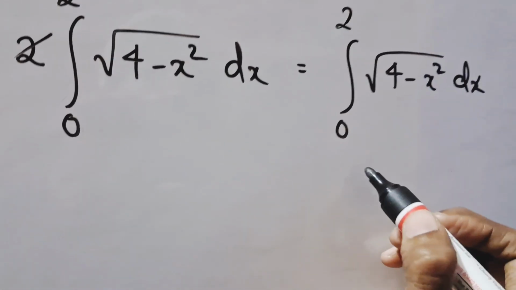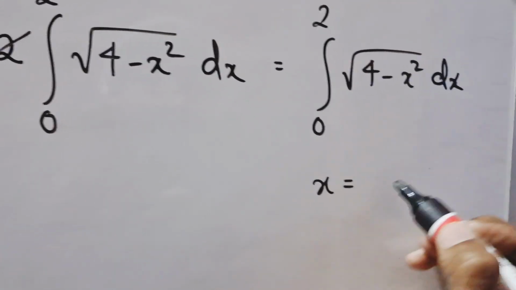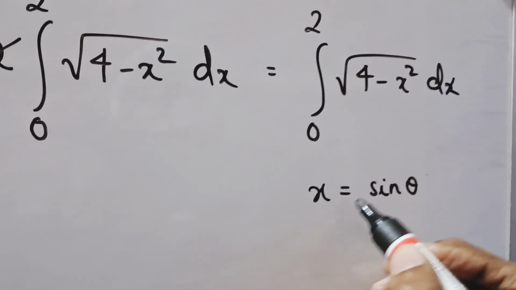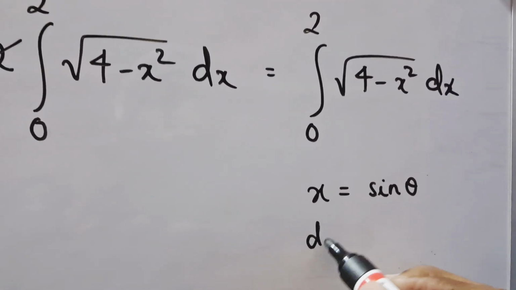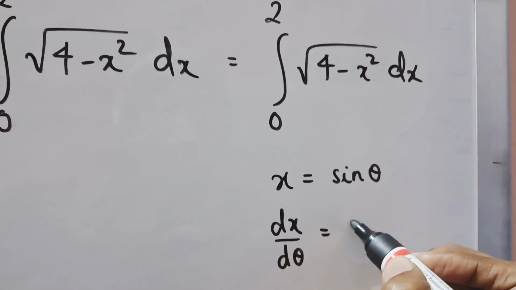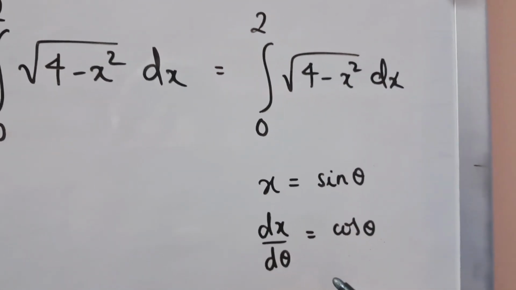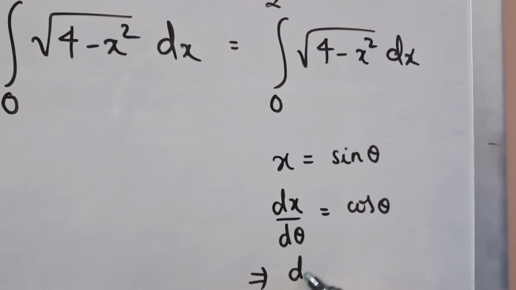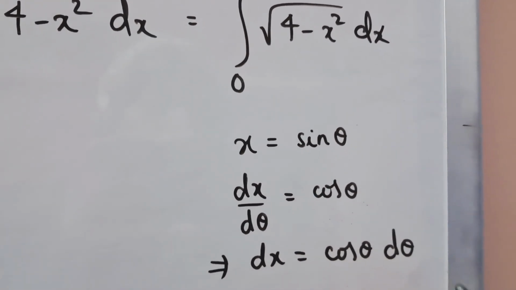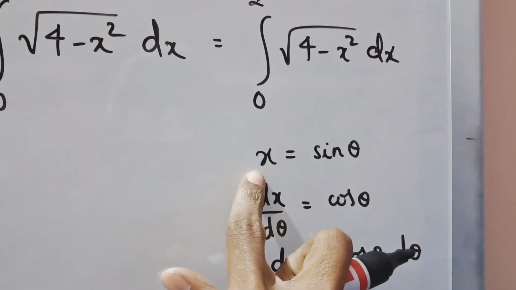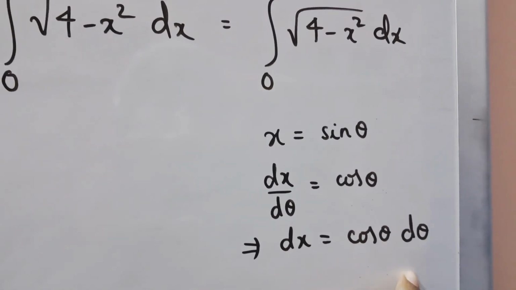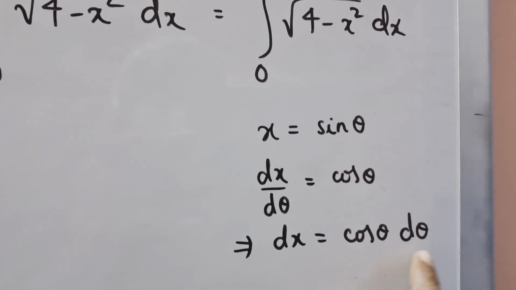What substitution? We have to take, let x equal to 2 sine theta. Okay, if we take x equals 2 sine theta, then what will be dx by d theta? Both sides we differentiate with respect to theta, which will be 2 cos theta. So we can substitute dx as 2 cos theta d theta. Okay, in place of x we'll substitute 2 sine theta, in place of dx we'll substitute 2 cos theta d theta.